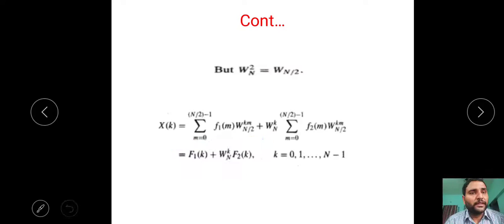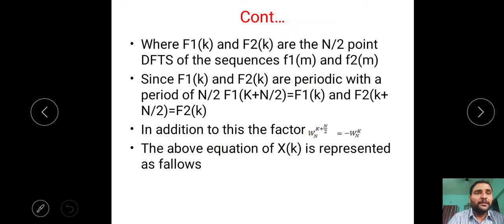Okay, next again f1 of k is divided into two parts. Let's see where f1 of k and f2 of k are the n by 2 point DFTs. That's why we have to find out the n point DFT. First we have to find out the n by 2 point DFT, call it f1, then f2, for sequences f1 and f2. So what is f1 of m, what is f2 of m? Those are the divided sequences that we have divided.